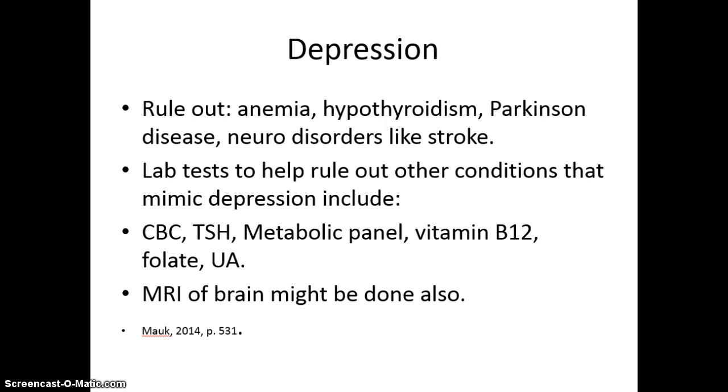I would say most of the time a UA is always indicated for the older adult, just because so many times that UA can tell us what is being eliminated, how is the kidney working, are they having infection or red blood cells in that UA. And then lastly, you might see an MRI of the brain being ordered as well.